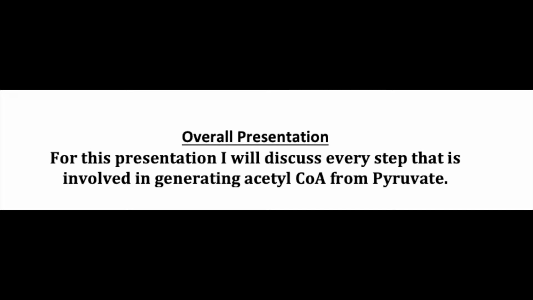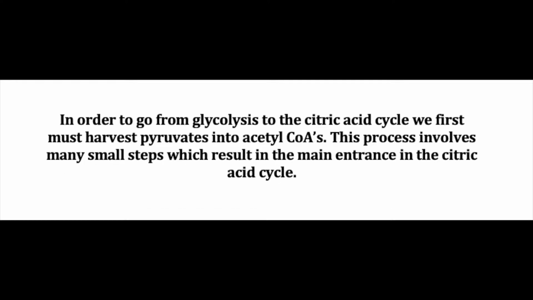For this presentation, I wanted to give an overall presentation prompt, an overview of what I will be discussing. I will discuss every step that is involved in generating acetyl-CoA from pyruvate. Ultimately, in order to go from glycolysis to the citric acid cycle, we first must harvest pyruvates into acetyl-CoAs. This process involves many small steps which result in the main entrance into the citric acid cycle.